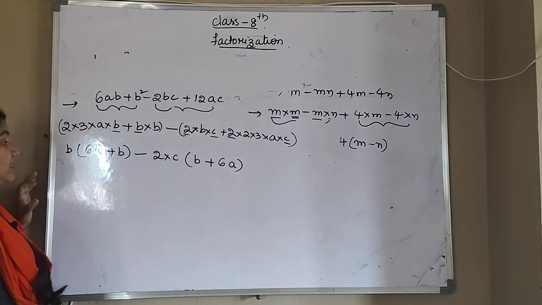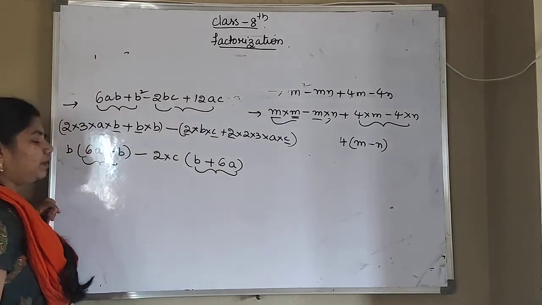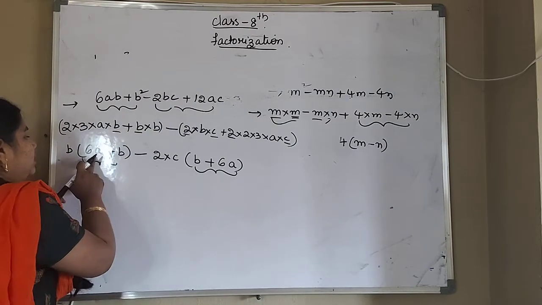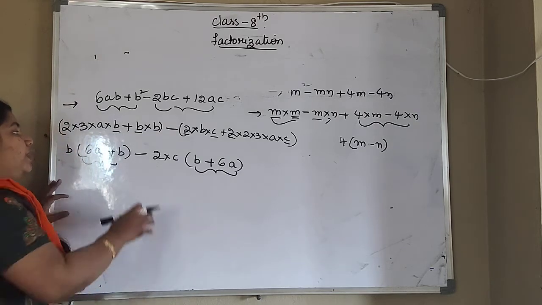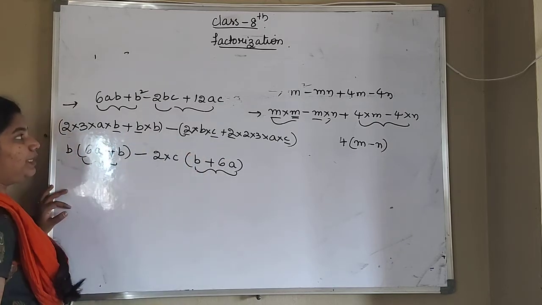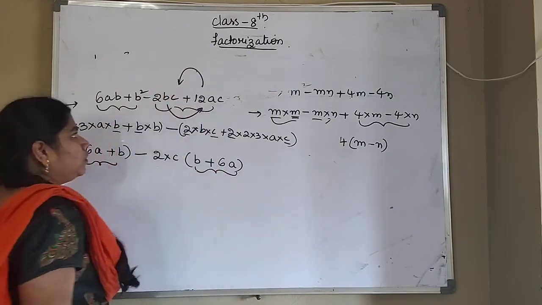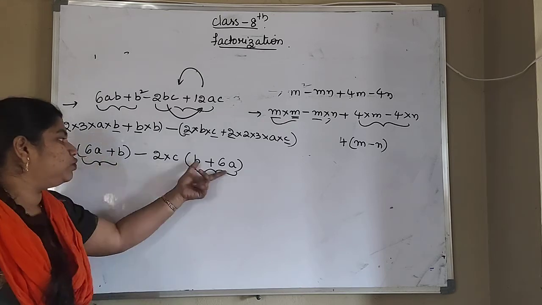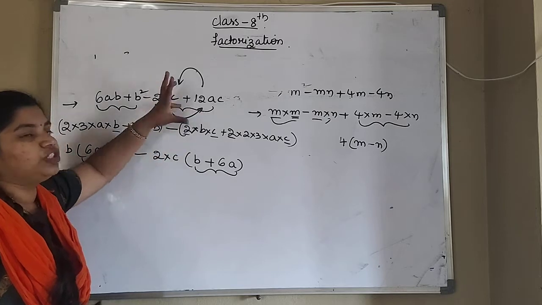Okay, so now in this case you can see that these two terms are not common. These two terms are not equal. Here it is 6A plus B. Here it is B plus CA. So we have to make these two factors common. So how to make it common? We have to shuffle the terms here. Whenever you do not get these two as common factors, the same factors, then we have to shuffle the terms.